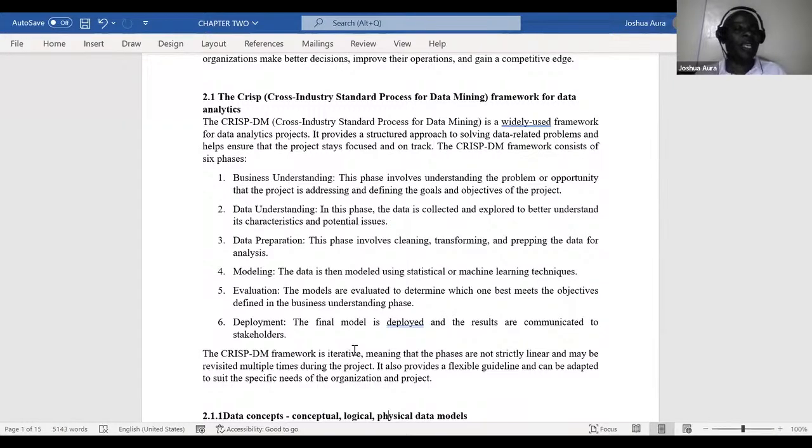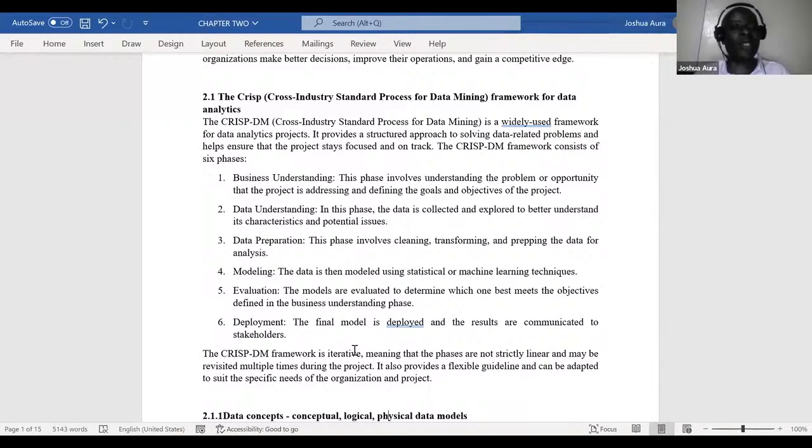That's number 3. Number 4, now we have the modeling bit of it. The data is then modeled using statistical or machine learning techniques. So when we have collected this data, for example, like what came last semester, regression analysis, now we need to go and put this data in a regression model so that we process it.